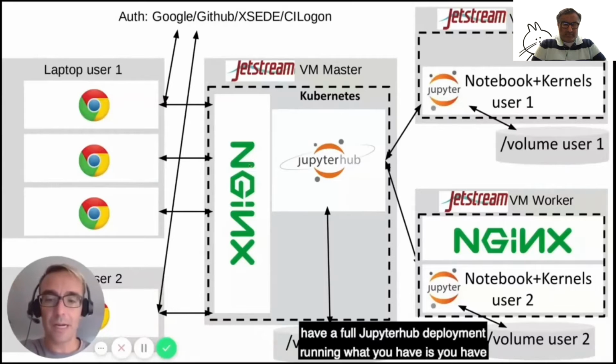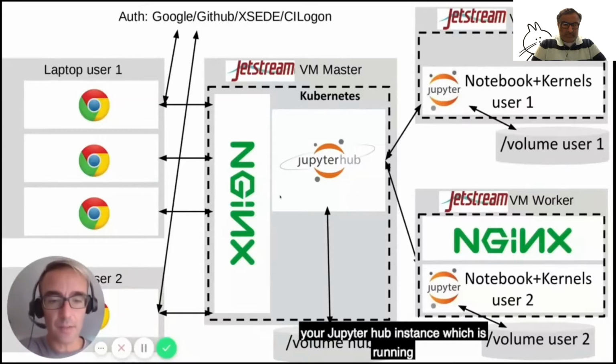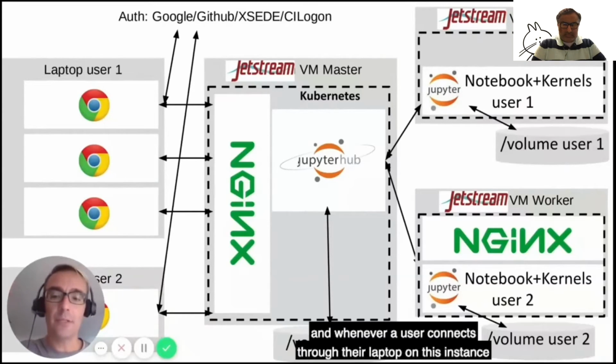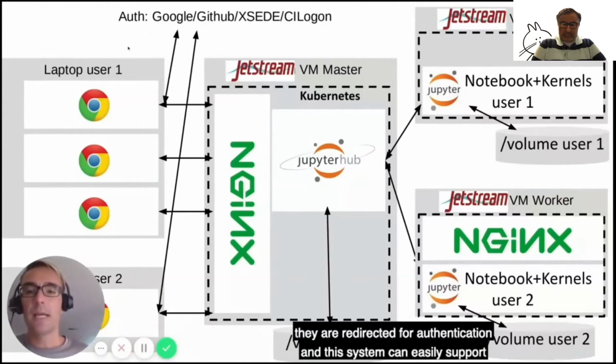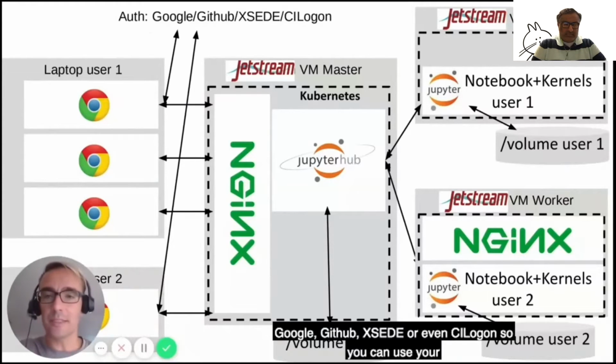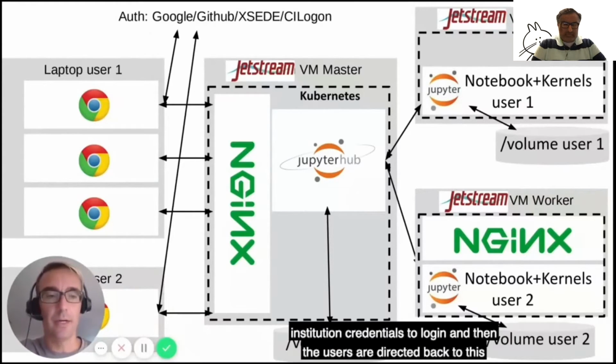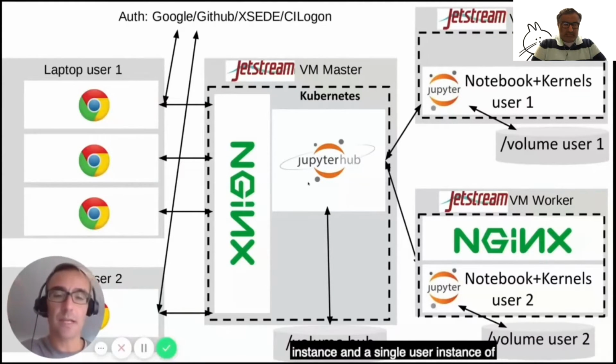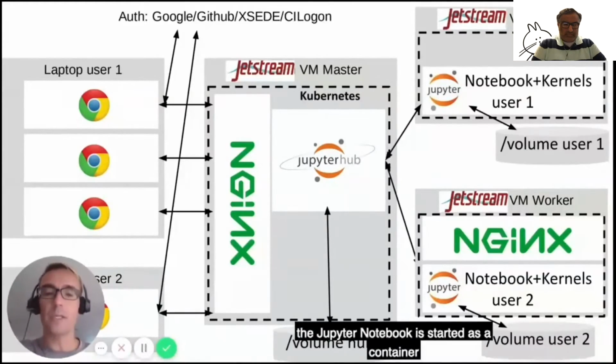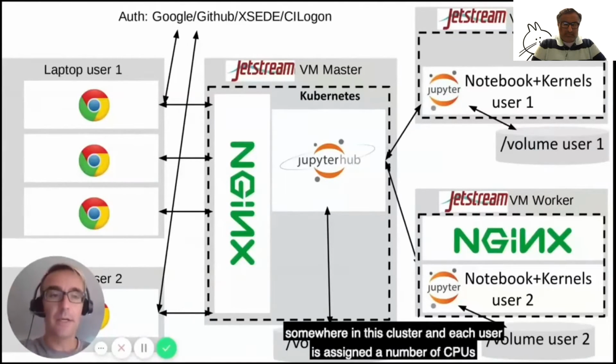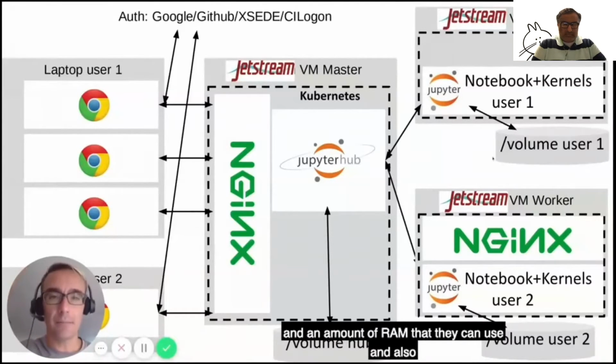So once we have a full JupyterHub deployment running, you have your JupyterHub instance, and whenever a user connects through their laptop to this instance, they are redirected for authentication. This system can easily support Google, GitHub, XSEDE, or even CILogon, so you can use your institution credential to log in. And then the users are redirected back to this instance, and a single user instance of the Jupyter Notebook is started as a container somewhere in this cluster, and each user is assigned a number of CPUs and an amount of RAM that they can use.